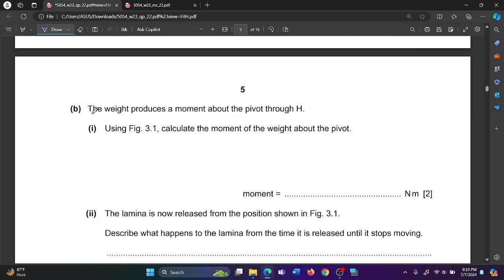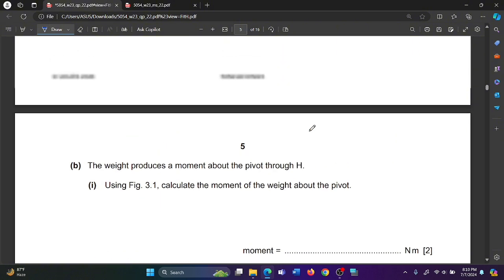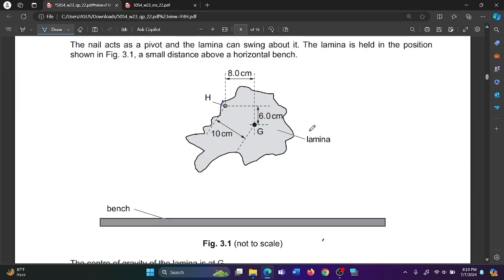In part B, it asks that the weight produces a moment about the pivot through H. Using figure 3.1, calculate the moment of the weight about the pivot. We know that the formula of moment is force, that is the weight, times perpendicular distance. We know that the weight acts through the center of mass vertically downwards. So the weight is acting through G vertically downwards. This is W. And what is the perpendicular distance of the center of mass to the pivot?